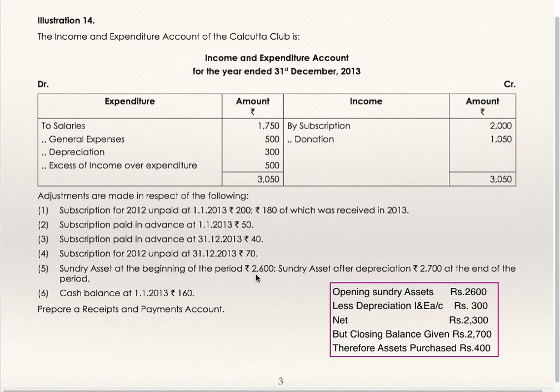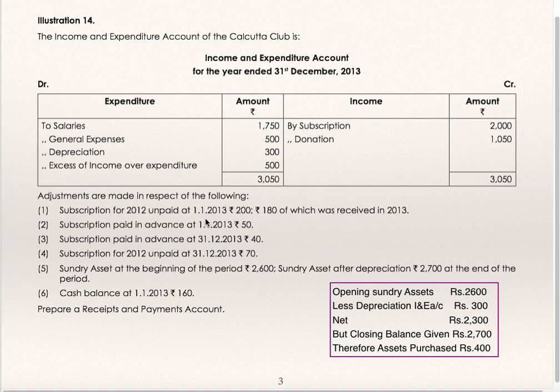Sundry assets at the beginning of the period 2600, sundry assets after depreciation 2700 at the end of the period. Cash balance on 1/1/13 160, this is opening cash balance 160. Sundry assets 2600, opening. Depreciation as per income expenditure account is 300. If you deduct depreciation from this, net balance of sundry assets should have been 2300, but it is given that it is 2700. That means they have purchased assets worth 400, which is to be shown on the payment side.